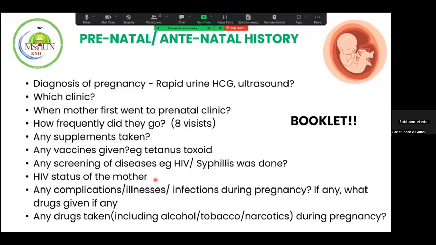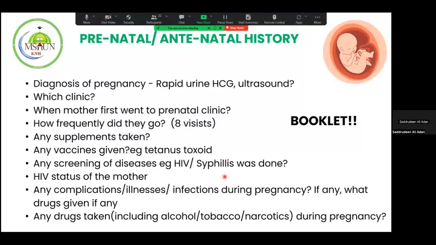Because we need to check on the risk of mother-to-child transmission. And were there any complications, illnesses, or infections during pregnancy that could have affected the child? For example, any history of UTIs, any history of maternal fevers, and if there was any, what were the drugs that were given? Additionally, you should also check for alcohol, tobacco, and narcotics like cocaine and heroin during pregnancy. So basically, that's the ANC portion of the history.